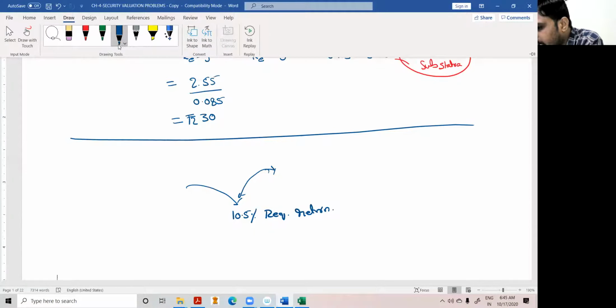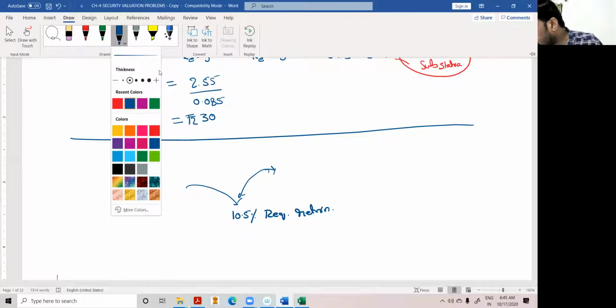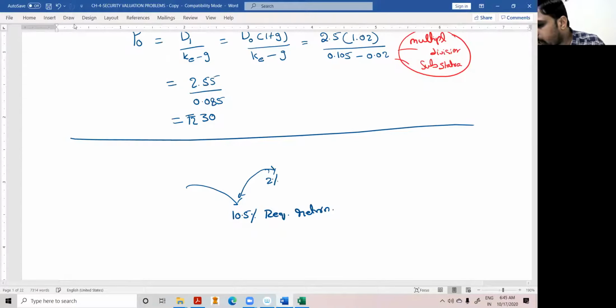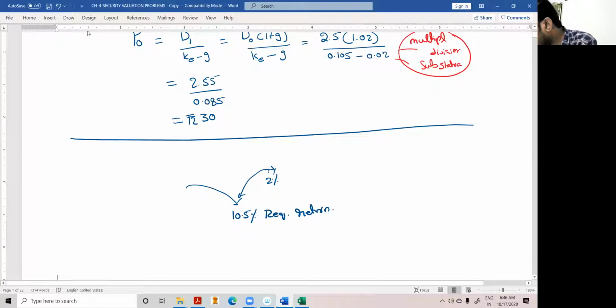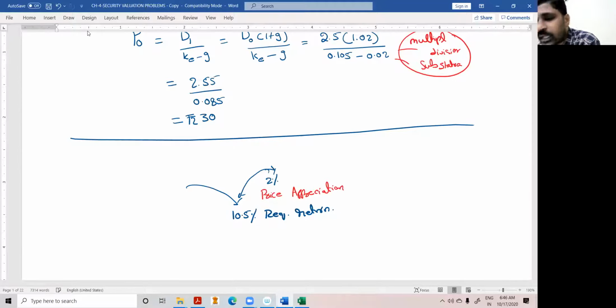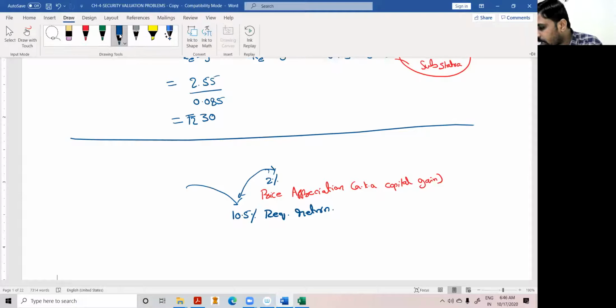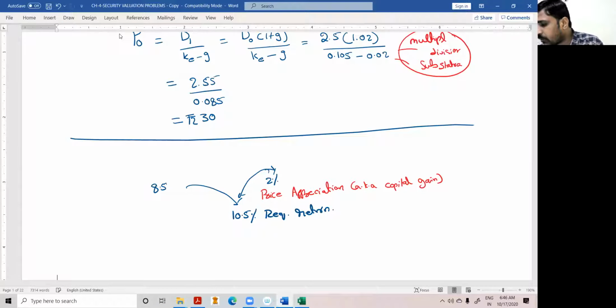Whatever the 2% they have given, that is capital gain. The 2% return is in the form of capital gain, or price appreciation. For your understanding, I am treating it as a capital gain. The 2% return is a capital gain, and the balance 8.5% comes from the dividend.